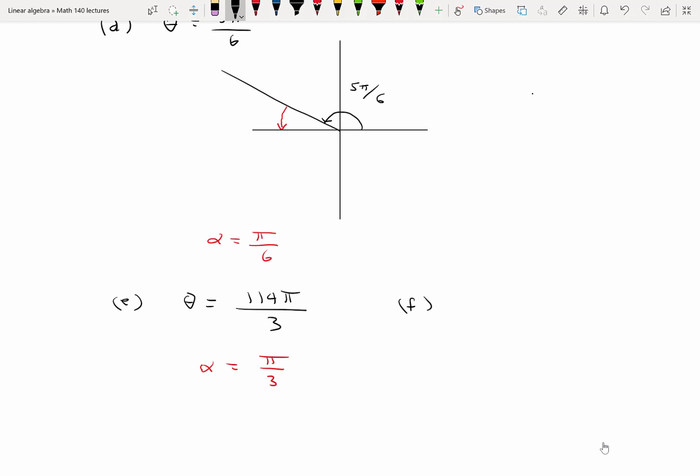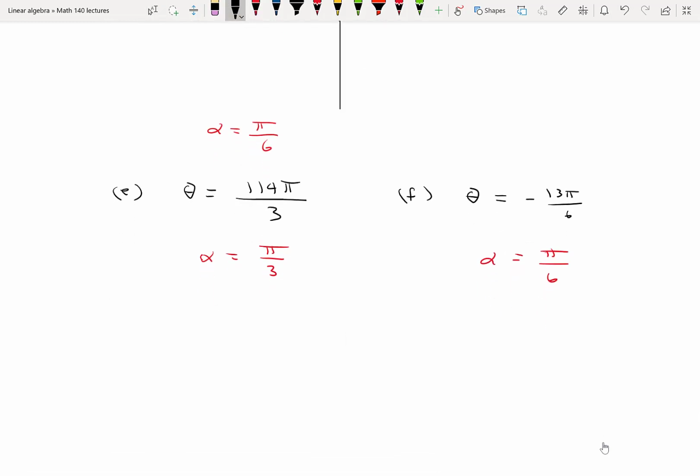So F. Usually radians are the nightmare. How about negative 13 pi over 6? What's the reference angle? You guessed it. Pi over 6. Be careful with that little device.